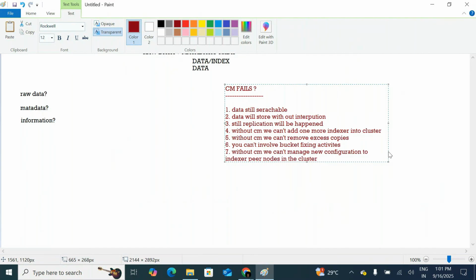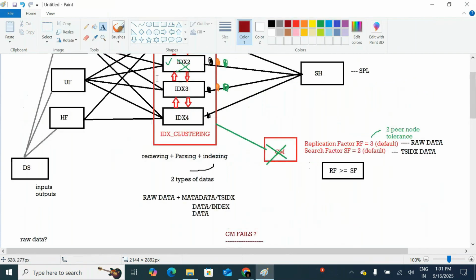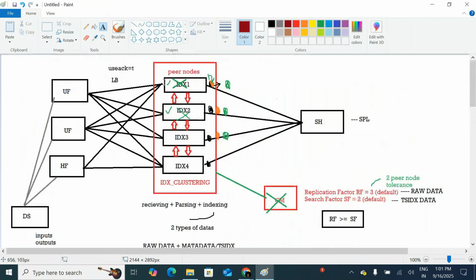Sir, the forwarder is sending the data, the indexer needs to receive the data, and after that it needs to store it. Receiving input, storing indexes, that is configuration only, na? Who will do that? If you have 100 indexers in the cluster, will you configure all 100 individually?